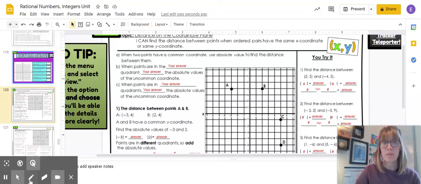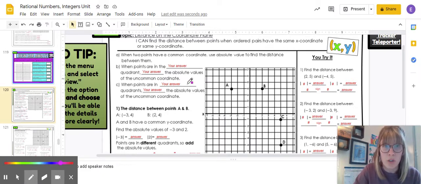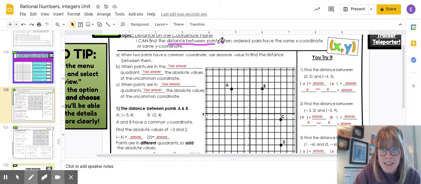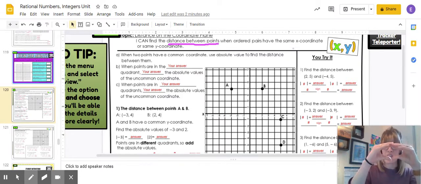So we're thinking about how we can use what we have been learning about absolute value to find the distance between 2 points on the coordinate plane. The goal is to find the distance between points when the ordered pairs have the same x coordinate or the same y coordinate. So they're on the same axis, either going this way or going this way.